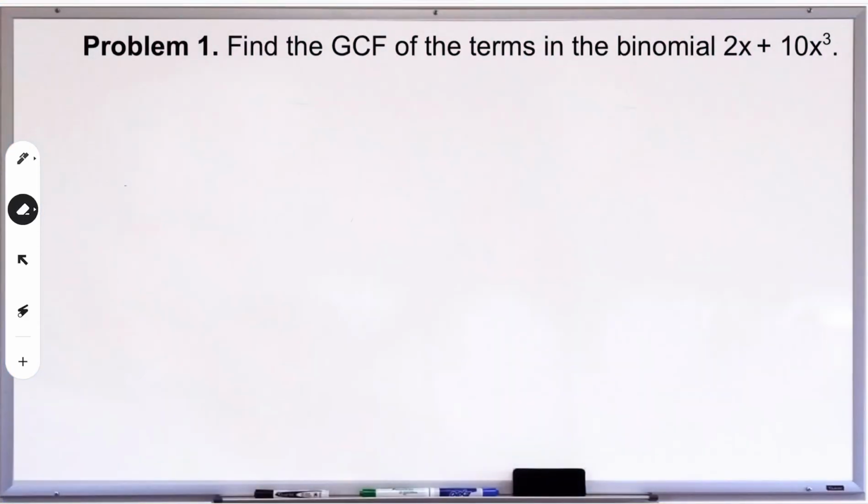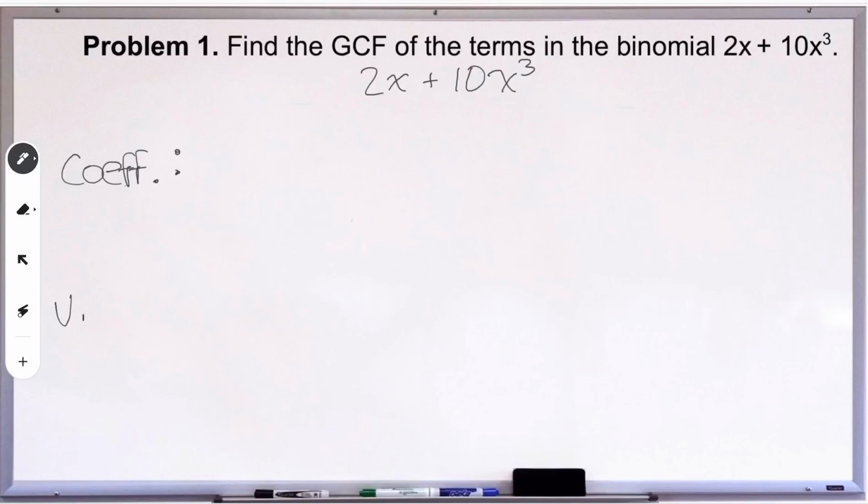Problem number 1 reads: find the GCF of the terms in the binomial 2x plus 10x to the power 3. So let me rewrite that down here so I know what I'm working with. So we have 2x plus 10x cubed. First things first, you want to separate your coefficients and your variables.